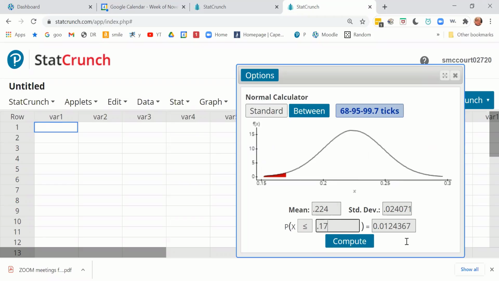So we get 0.01243 and round to 0.0124. Any questions? Awesome. All right, so I'll go back.